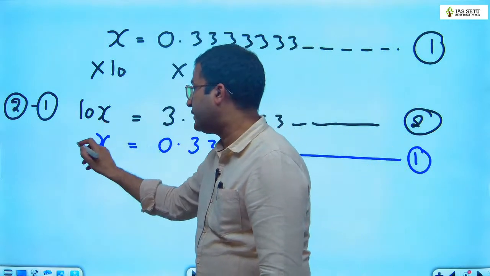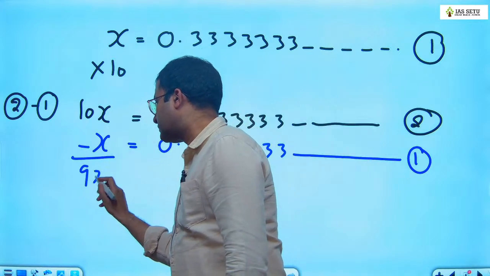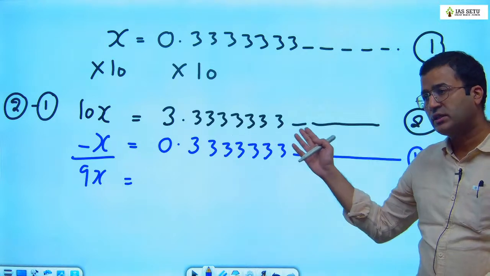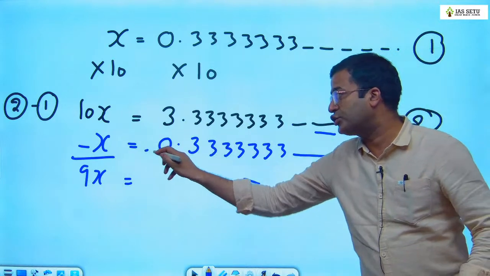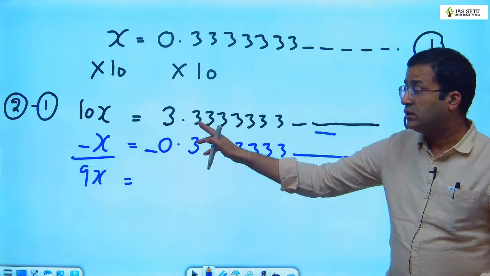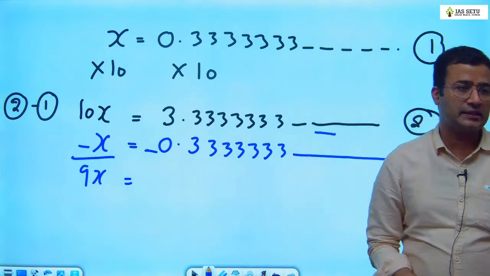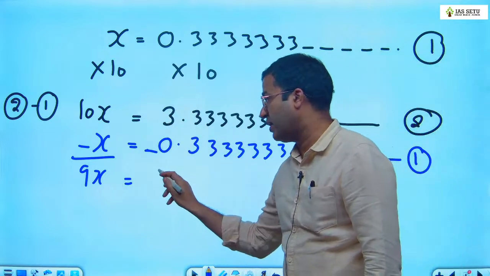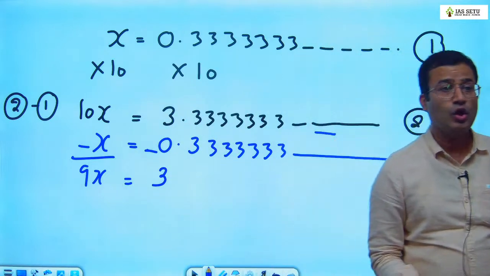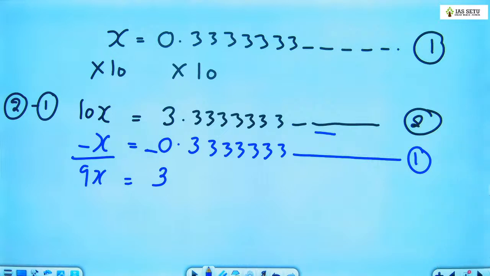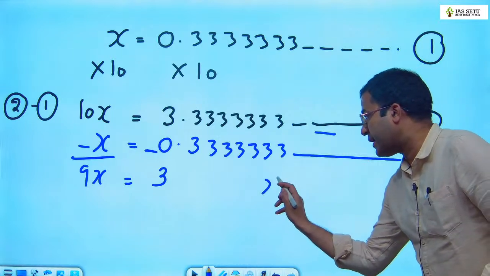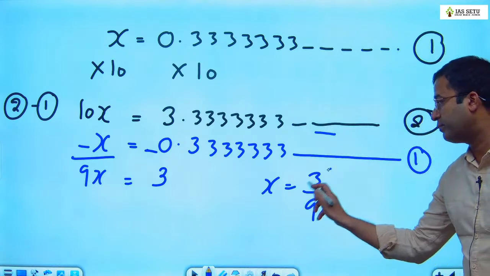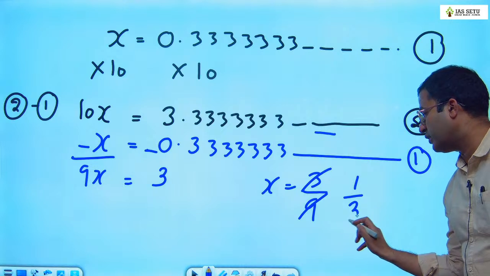Left hand side will be 10x minus x, 9x. Right hand side, if you see, it is 3.333 minus 0.333. The part after the decimal is exactly the same, so the 3 recurring cancels. So it is actually 3 minus 0, 3. So 9x is equal to 3. So x is equal to 3 divided by 9, and we have to simplify. Our answer is 1 by 3.